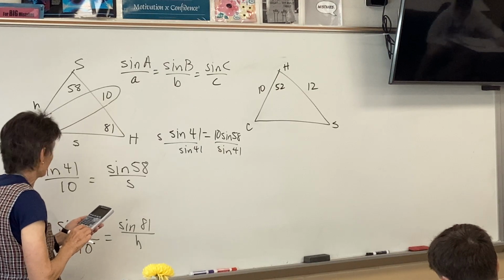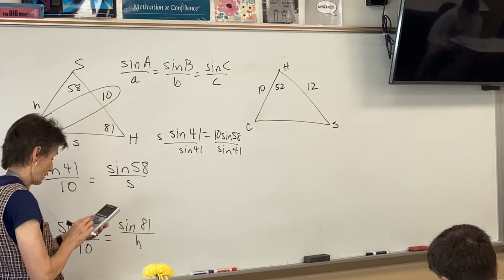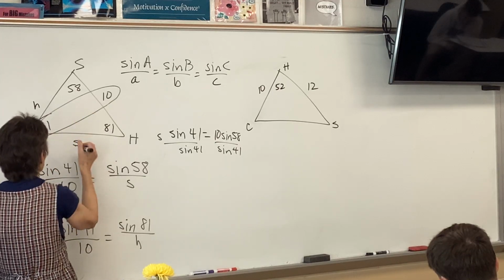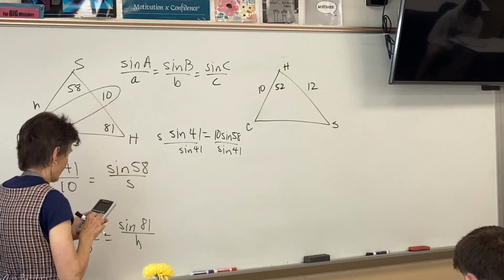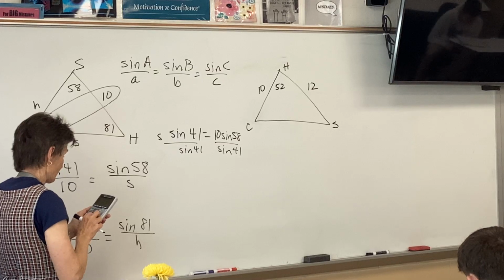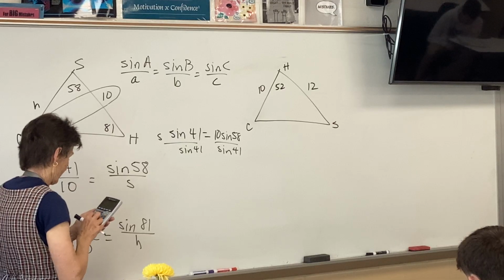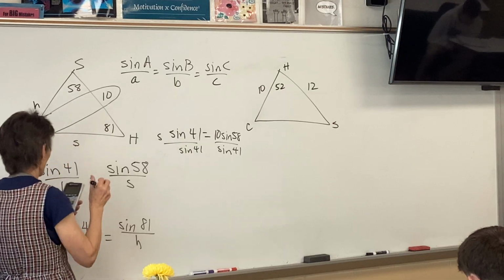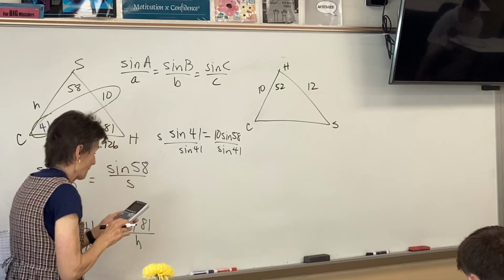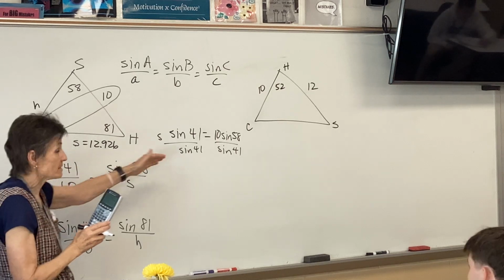So what am I doing here? 10 sine 58. Did you get 9.996? No, that's never mind. That's not right. I need to turn my calculator back. How about 12.926? How does that sound? Is that all right for S?